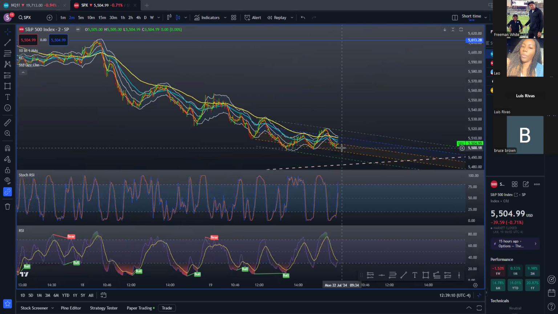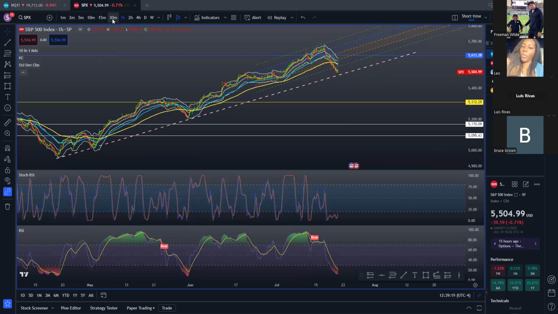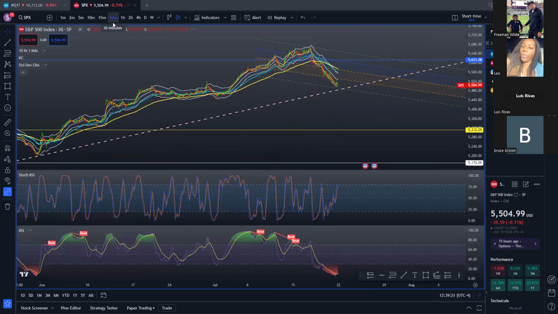So that triple bottom that we saw and all that stuff may actually be valid based on what we're seeing on the hourly being outside. Let me see what the 30-minute is telling me. The 30-minute is at the bottom of the standard deviation too. I want to see how it plays out.